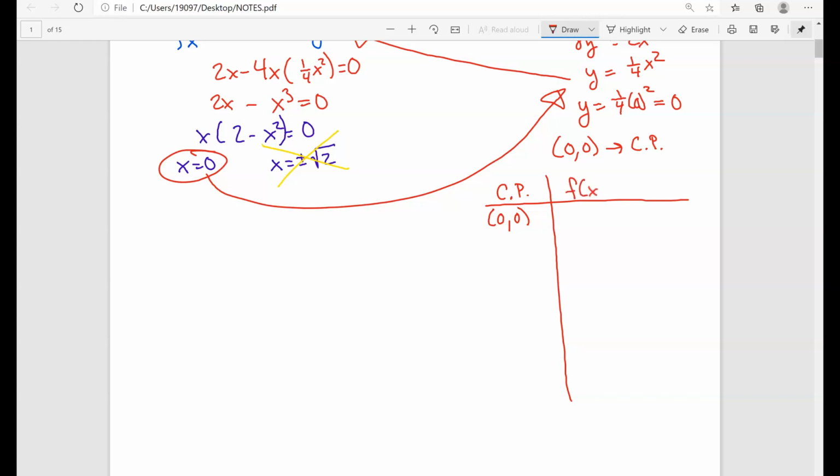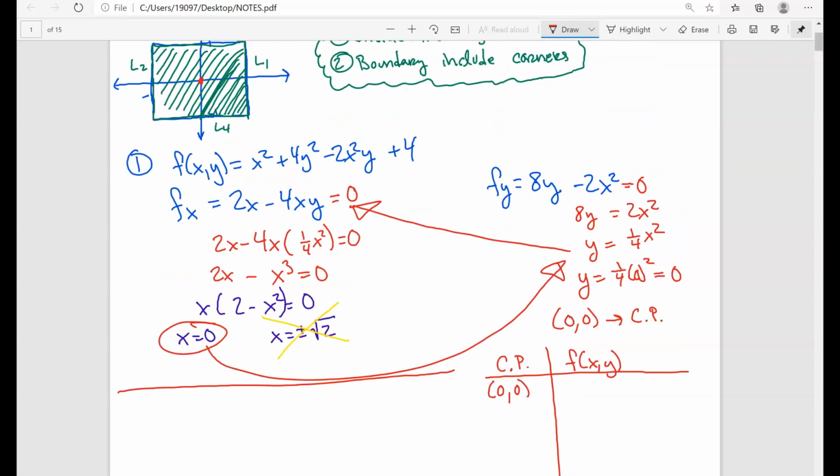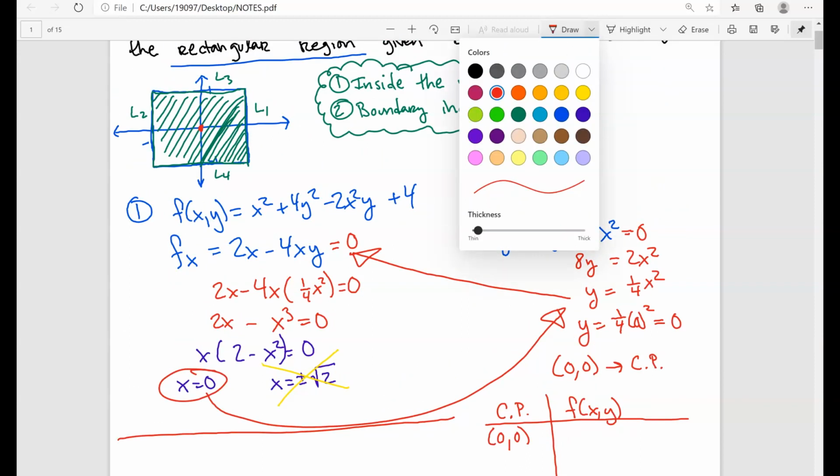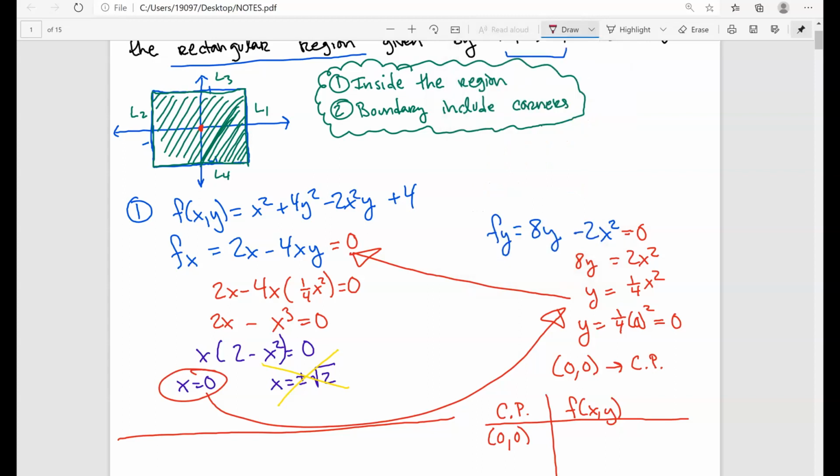Because later on, what we're going to do is plug all of these guys in. Okay, so that's just looking at the inside. So now what we're going to look at is the boundary. Okay, so we're going to look at this guy first.